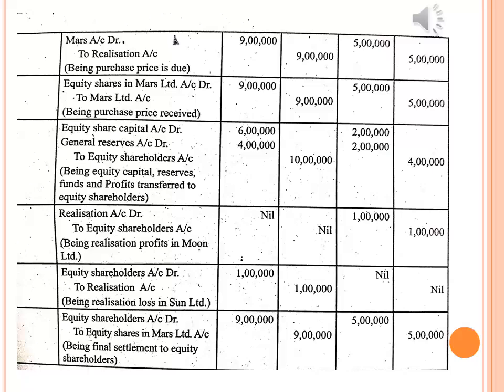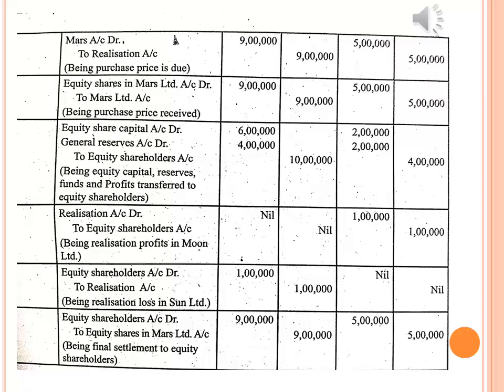The next entry is transferring the equity share capital, general reserve and any other reserve in the balance sheet to the equity shareholders account. Owner's funds are transferred to the shareholders account: equity share capital 6, general reserve 4, total 10 for Sun; for Moon it is 2, 2 and 4. The next entry is realization account debit to equity shareholders for the profit we found in the purchase consideration table; in the case of Moon Limited it is a profit. In the case of Sun Limited it is a loss: equity shareholders account debit to realization, 1 lakh.